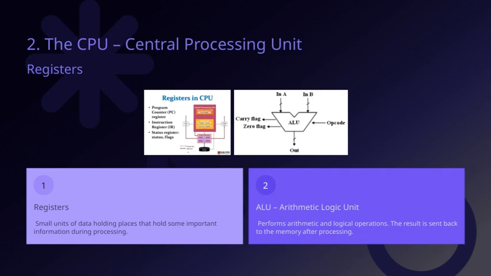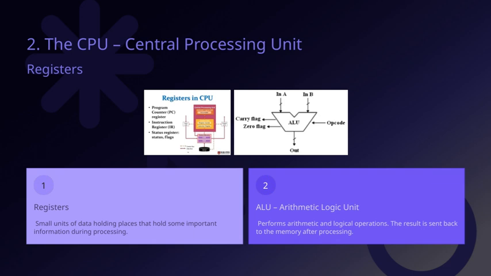Now, let's talk about what the ALU, or Arithmetic Logic Unit, actually does. It performs both arithmetic operations, like addition and subtraction, and logical operations, such as comparisons. These are fundamental tasks in processing data. After completing these operations, the ALU sends the results back to the memory, ensuring that information is stored correctly for further use. Think of the ALU as the brain's calculator. It handles the core computations needed by the CPU. This process is crucial because it allows the computer to perform complex tasks efficiently and accurately.